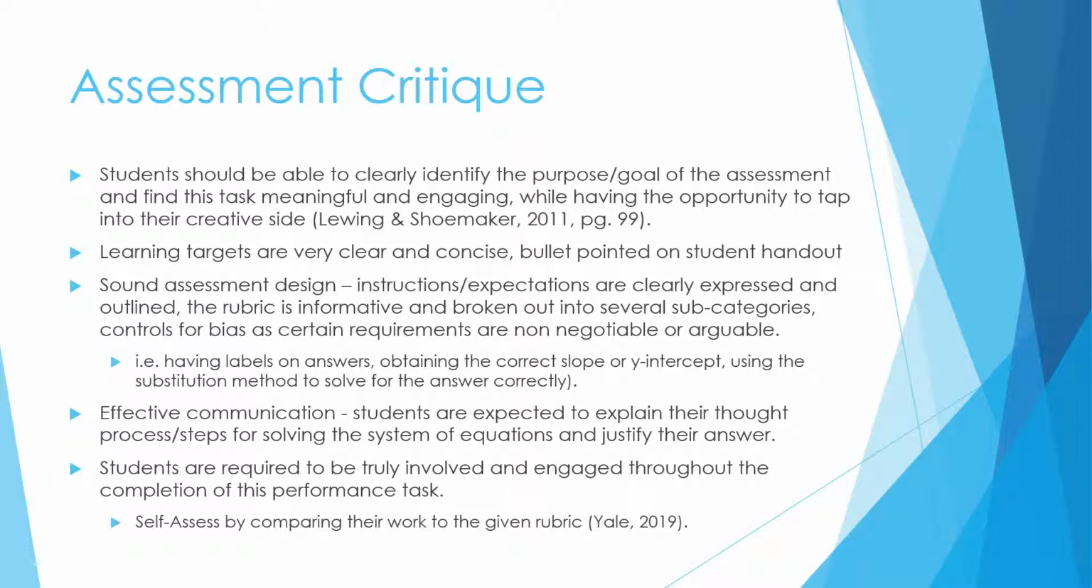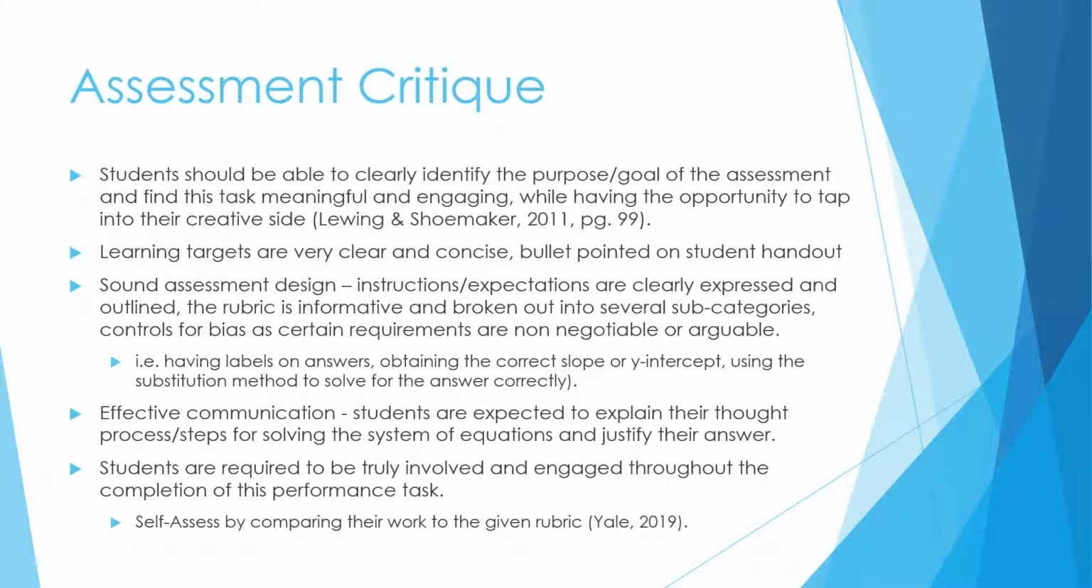There are controls for bias, as certain requirements are non-negotiable or arguable. For example, having a label on an answer. So that's either you have the label or you don't, right? Obtaining the correct slope or y-intercept. So again, you either have the right slope and y-intercept or you don't. There's no arguing that. Using the substitution method, so you either use inverse operations correctly and isolated the variable correctly, or you made minor mistakes. So it's pretty straightforward there.